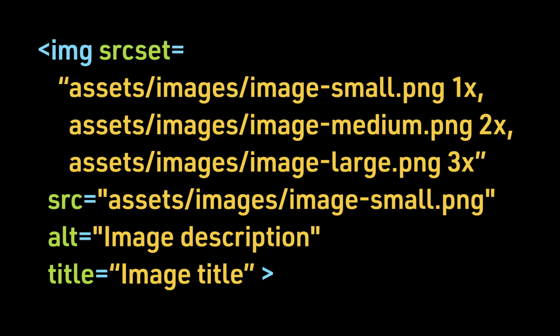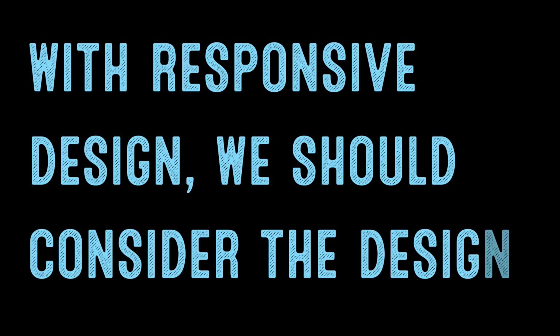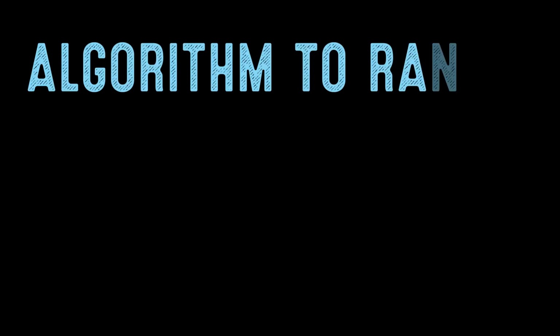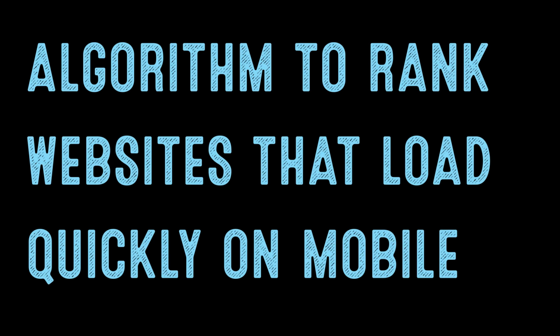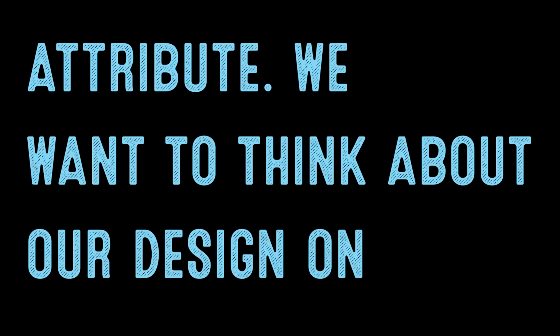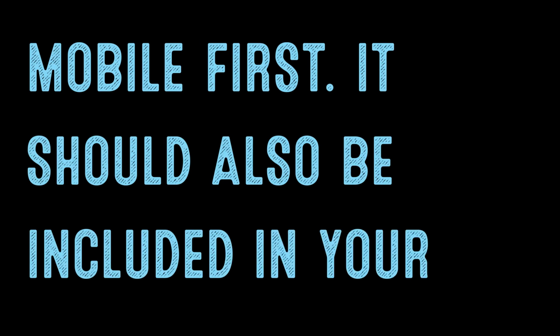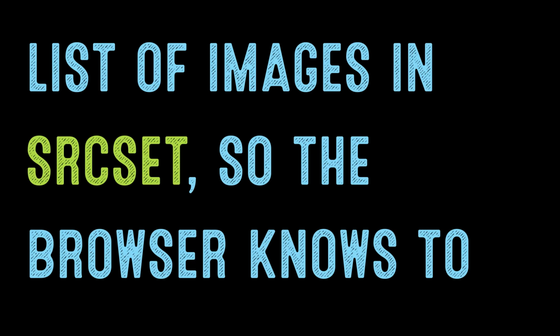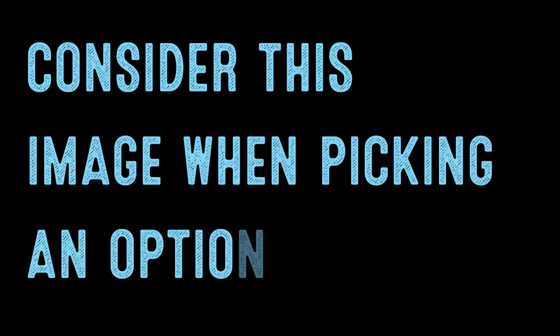A mobile-first design strategy. With responsive design, we should consider the design of mobile screens first. In fact, Google changed its algorithm to rank websites that load quickly on mobile higher than other websites. So this is why you would want your smallest image to be the default in the source attribute. We want to think about our design on mobile first. It should also be included in your list of images in source set so that the browser knows to consider this image when picking an option.